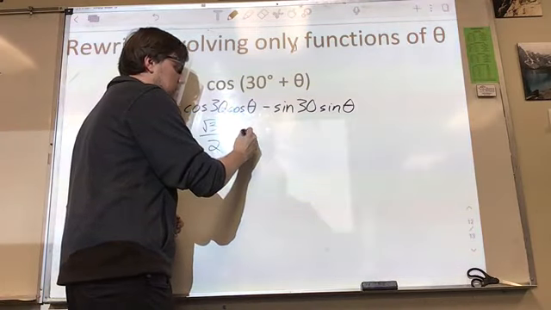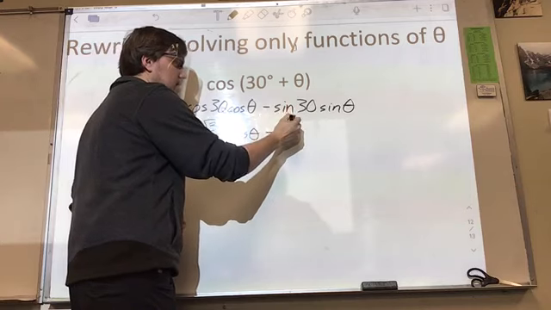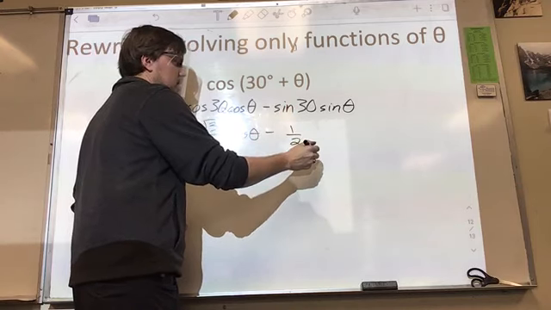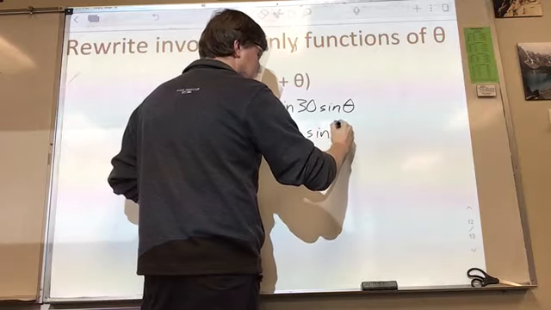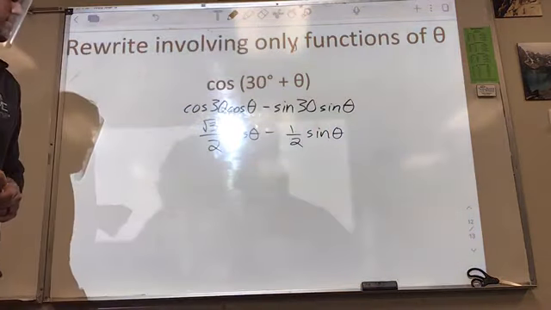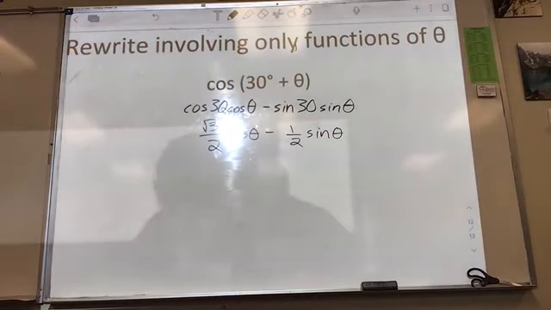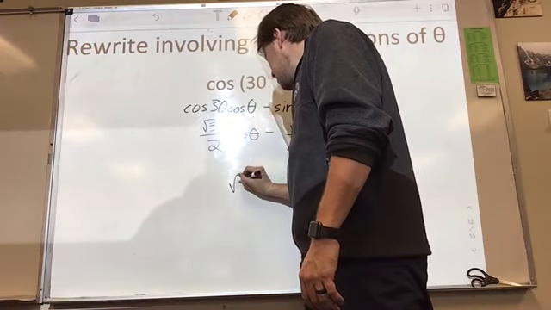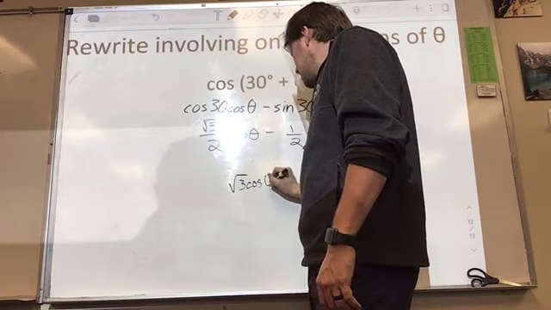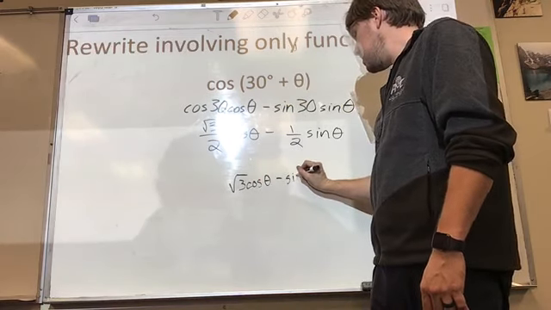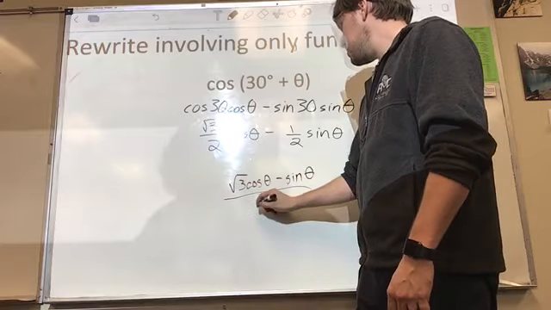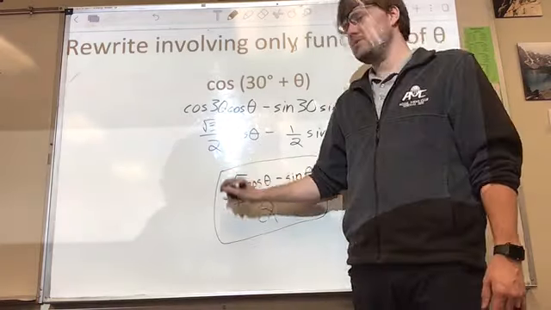We don't know this though. Minus the sine of 30. Well, if this is root 3 over 2, this one's got to be a 1/2. And then we don't know sine of theta. Okay, now all of our functions only have theta. Everything else is in the correct form. The only thing is we know that these both have a denominator of 2, so we can write them together. So root 3 cosine theta minus sine theta over 2. And there's my answer. That one shows up on the test.